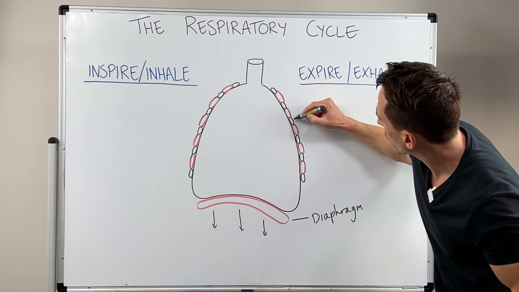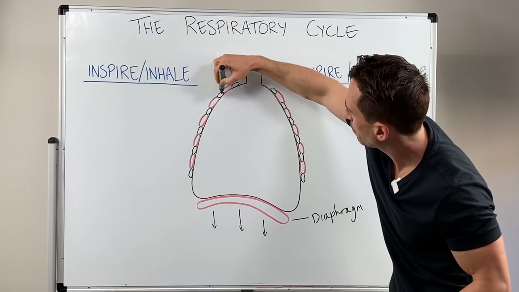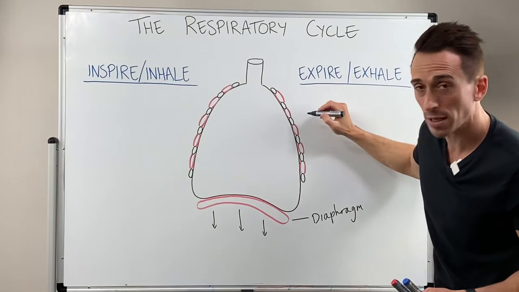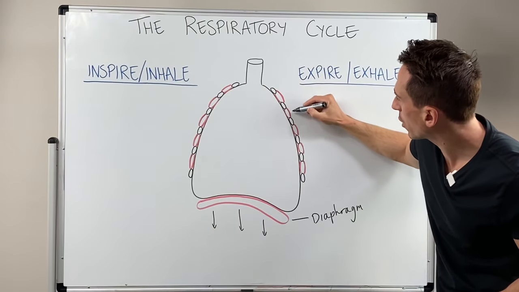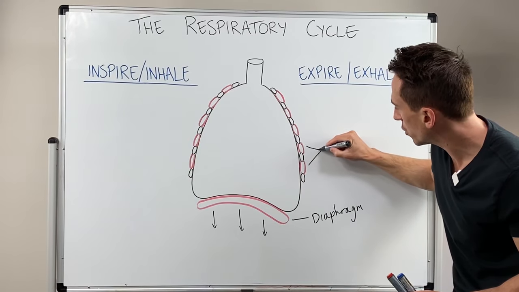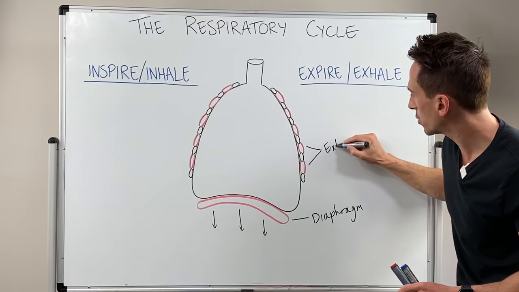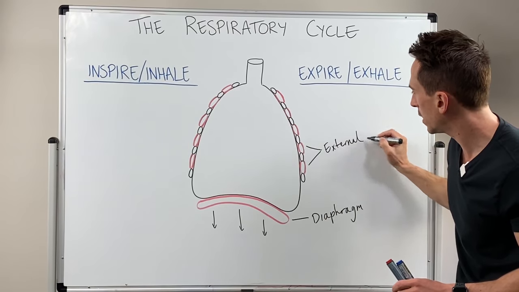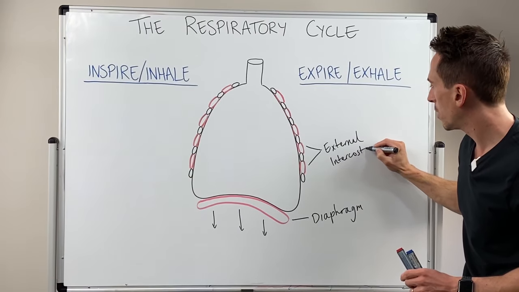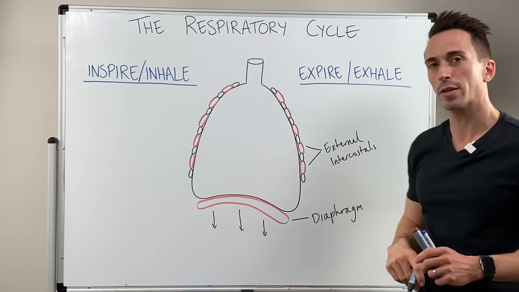See, what I've got here are ribs, right? And we know that our ribs line our thoracic cavity, and we've got muscles. We've got muscles on the outside, and we've got muscles on the inside. Now, these muscles on the outside are called external intercostals. External, because they're on the outside. Inter, meaning between. Costals, meaning cartilage, specifically ribs.